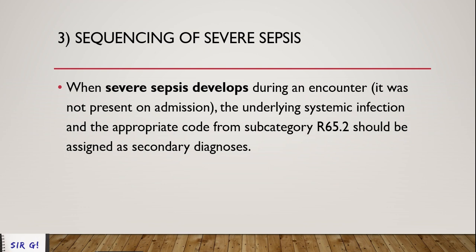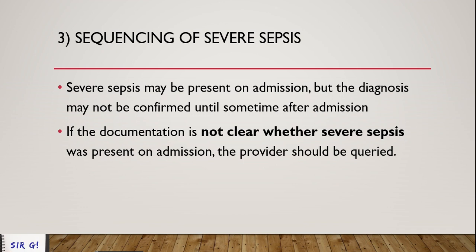But if the severe sepsis develops during an encounter, meaning the condition only develops during the encounter, so there's a different reason why the patient came into the hospital, you can only code it as a secondary, because severe sepsis only developed during the encounter already. Okay, this is for your inpatient guidelines. Severe sepsis may be present on admission, but the diagnosis may not be confirmed until sometime after admission. So if the documentation is not clear whether severe sepsis was present on admission, the provider should always be queried.